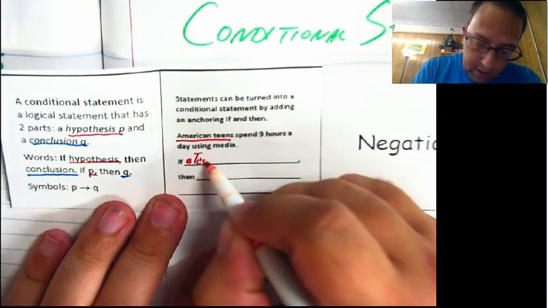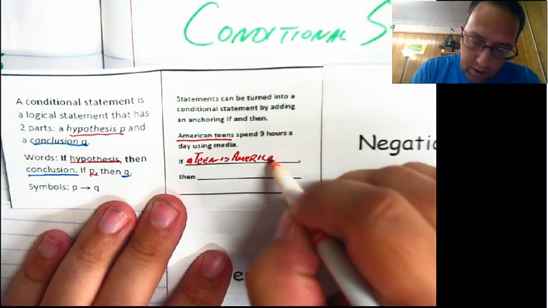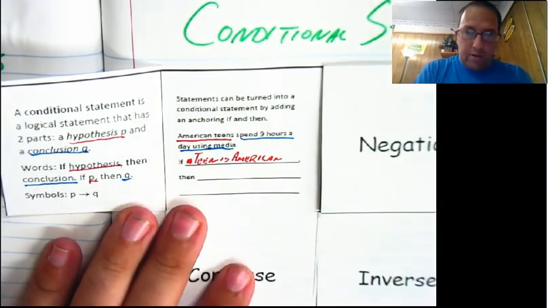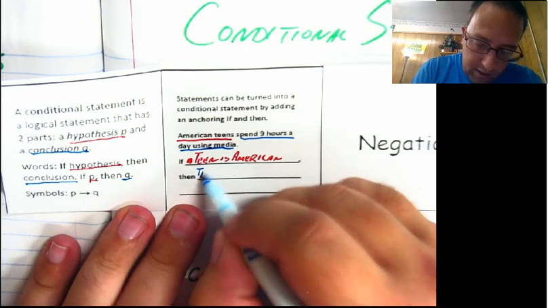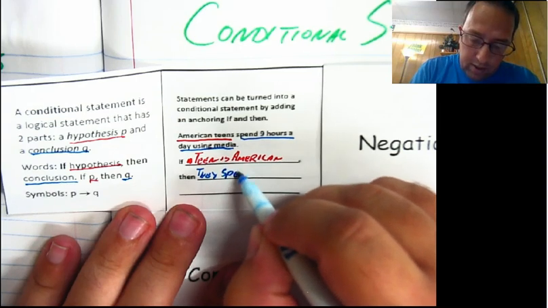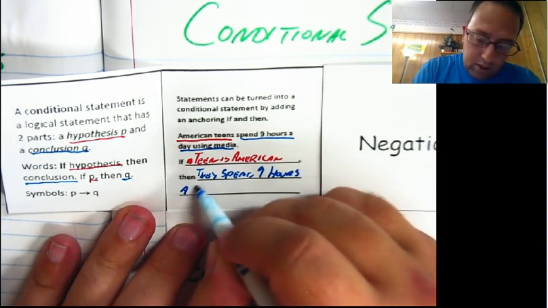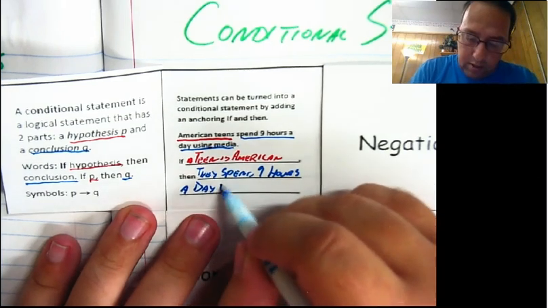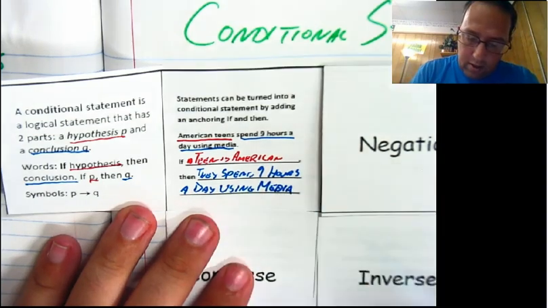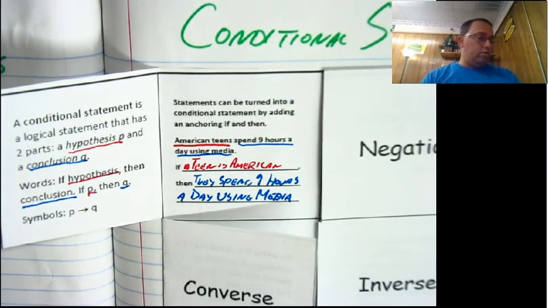All right, so if we have an American teenager, so if a teen is American, then they spend 9 hours a day using media. All right, so then they spend 9 hours a day using media. That is our conclusion. All right. So if our hypothesis is true, then the conclusion is true, hopefully.